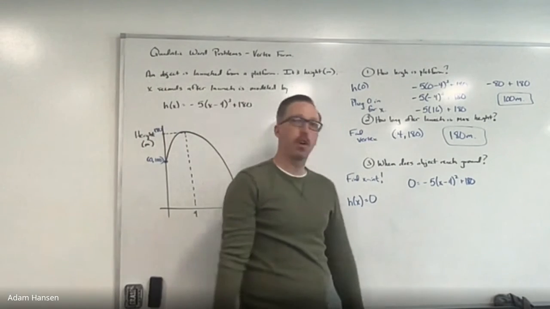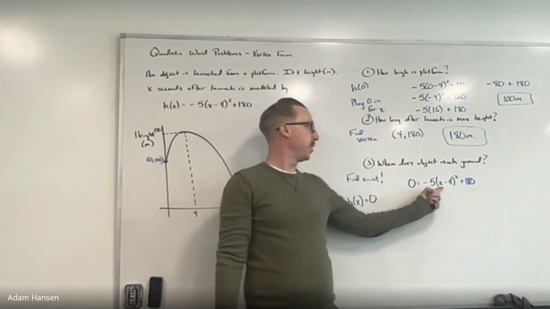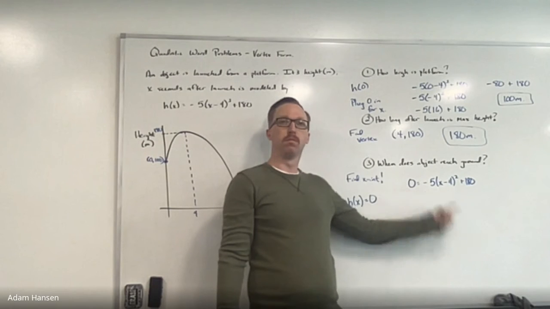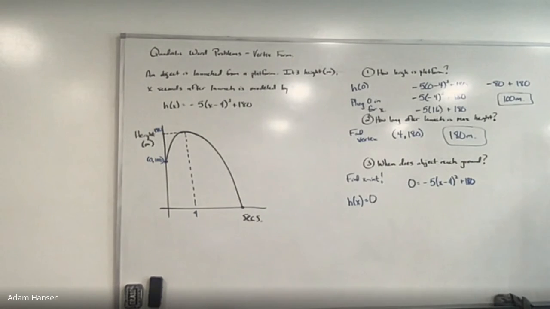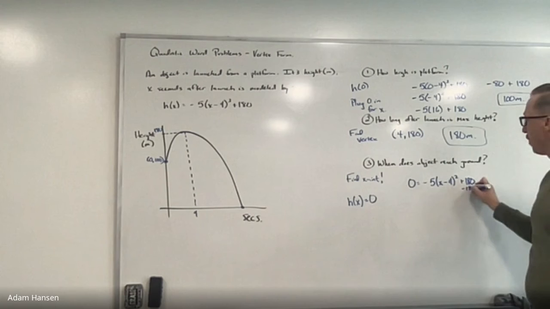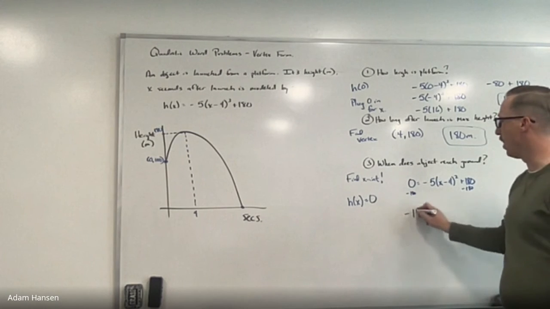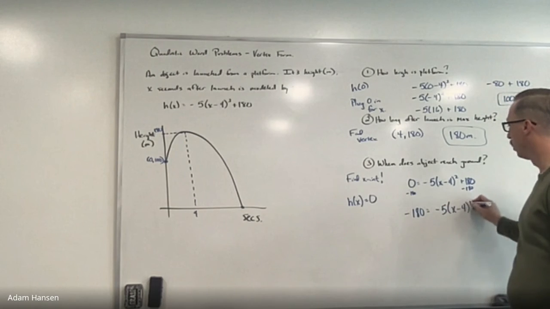Caleb, what can I do to start solving though? Get x by itself, Caleb. What's the first number I have to subtract away? How do I get started? Say it, Sophie. 180. Subtract 180 from either side. So negative 180 equals negative 5 times quantity x minus 4 squared.